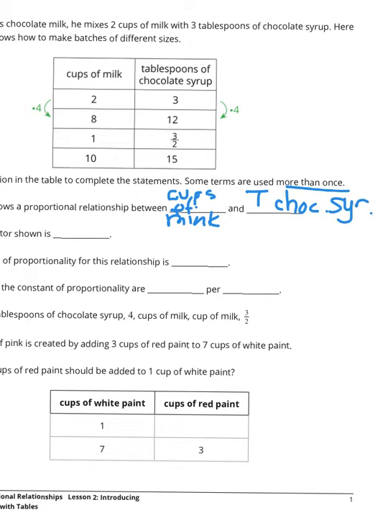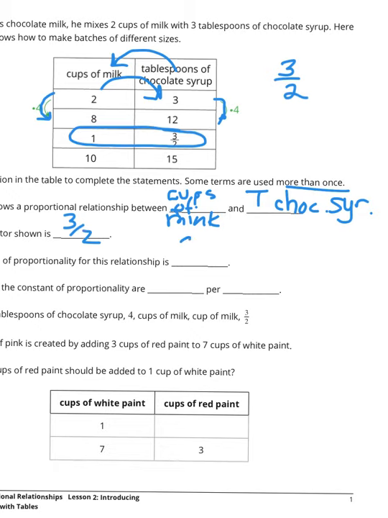The scale factor shown is, so we have to be careful here. It's not 4. We don't use the scale factor going down. We use the scale factor going across. And again, we find that by doing the right value divided by the left value. So our scale factor would be 3 over 2. The constant of proportionality, that's where the 1 is located in the table. It's also 3 over 2. The units for the constant of proportionality are 3 tablespoons of chocolate syrup per cup of milk.